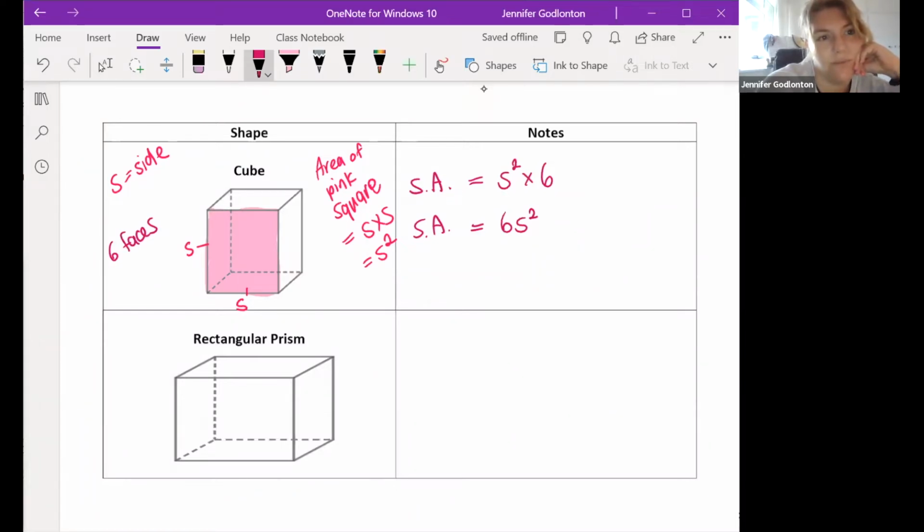Okay. Cool. Okay. So that's our surface area of a cube. Now let's move down to our rectangular prism.